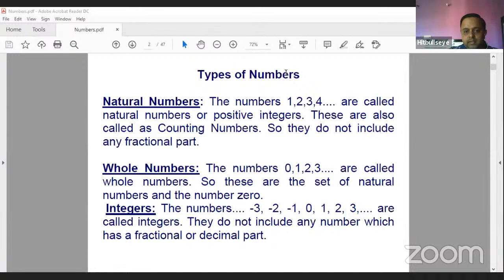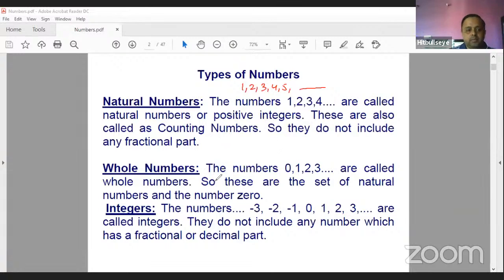So first of all, it is the natural numbers. Basically, natural numbers are those numbers which are used to count something. So they are also called the counting numbers. Numbers 1, 2, 3, 4, etc. are called the natural numbers. If you keep on writing this, you will get the set of natural numbers. They do not have any fractional part. So natural numbers basically start with the number 1, 1, 2, 3, 4, 5 up to infinity.